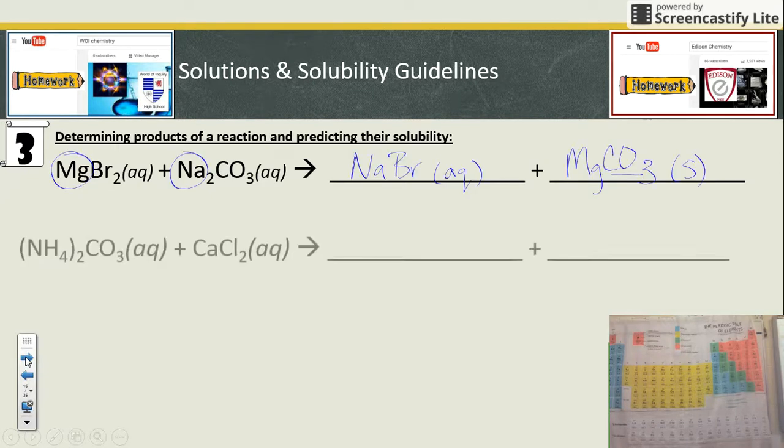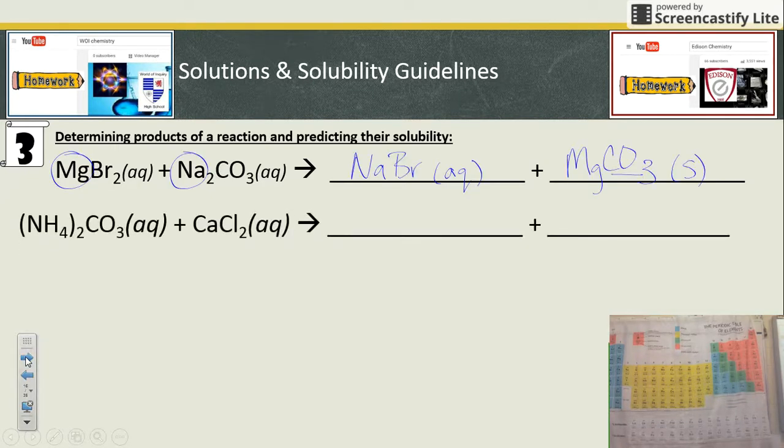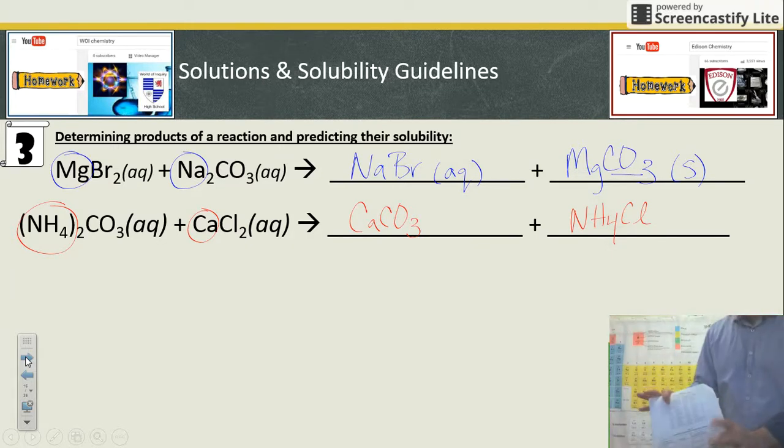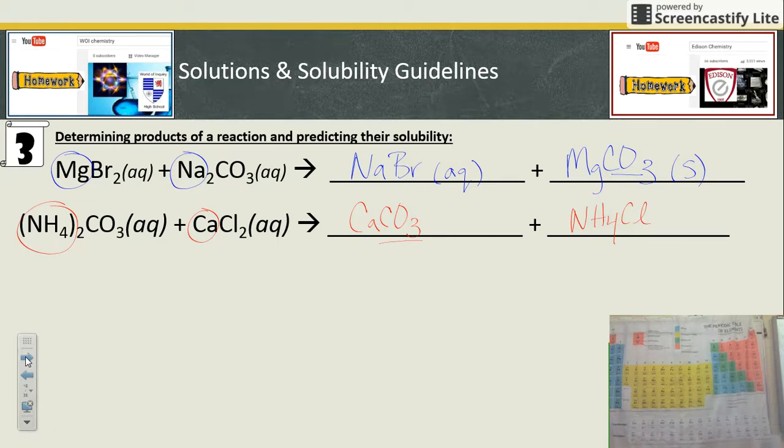A couple more examples of double replacements and identifying precipitates. We are going to swap the positive ions to get our new compound. So I'm going to get CaCO3 and NH4Cl. But then I have to check those two products of the reaction on table F to see if one is a solid and one is aqueous or not. So CaCO3, carbonates, are insoluble unless the first element is from group 1 or NH4. Calcium's group 2, so this is insoluble. That would be a solid.